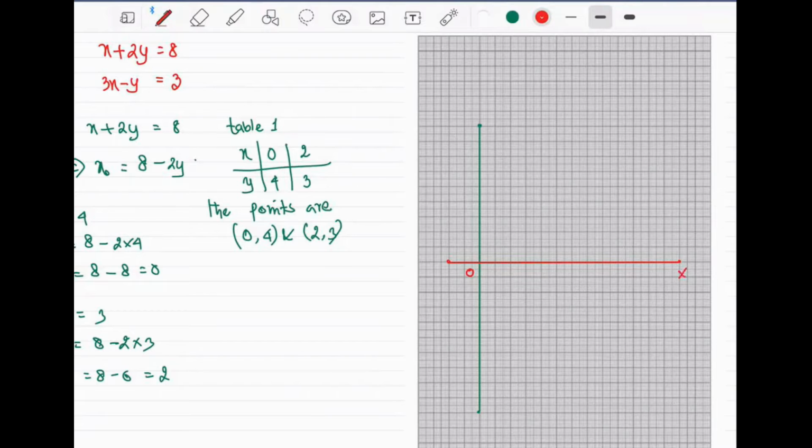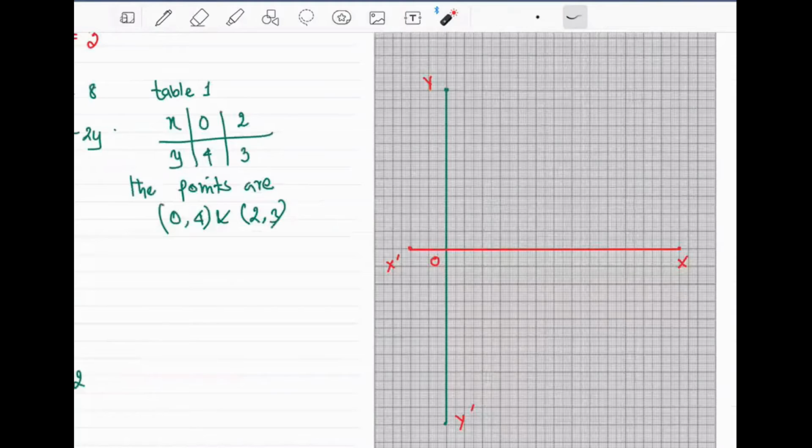You have to write x here, x prime here. This side represents the negative x-axis. This side represents the positive x-axis. This side represents the positive y-axis. This side represents the negative y-axis. So you have to put y here, y prime here. The y prime is the side for the negative values. Okay, now let's plot the value of 0, 4, and 2, 3.